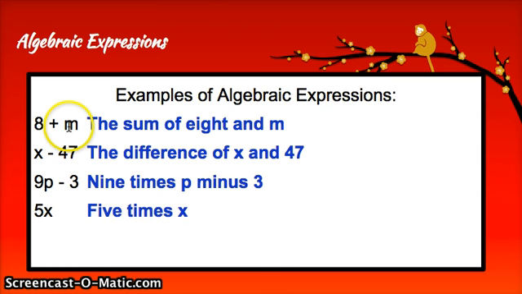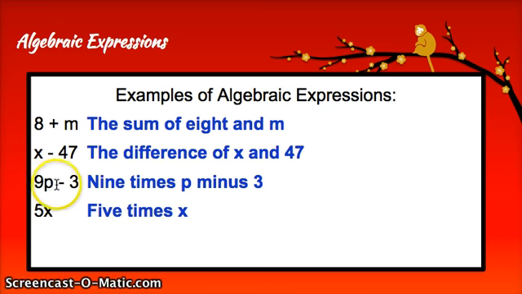8 plus m, or the sum of 8 and m. You see, again, here's an operation, addition, and a variable, m. We don't know the value, so we use a variable to represent this. Another example, x minus 47, also read as the difference of x and 47. Again, it has an operation, minus, and it has a variable, x.